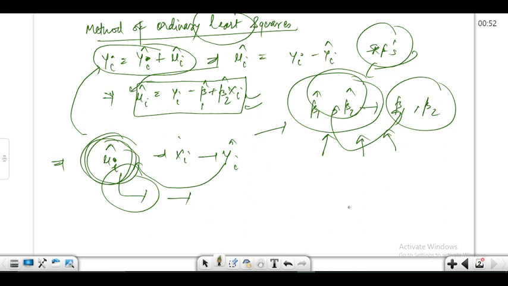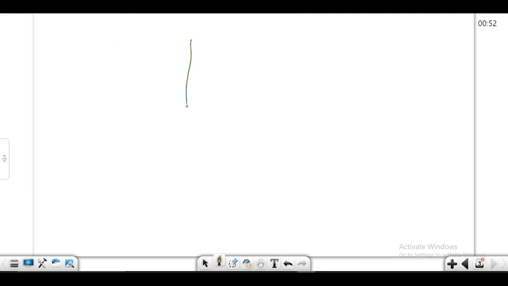If this is the plot, there is this xi, and we have multiple values of y around the SRF yi hat, and multiple ui hat values here. My aim is to minimize these values so that I get a sample regression function closer to the population regression function. This is what we'll work upon. So how do we do it? One way is to minimize the sum of ui hat.